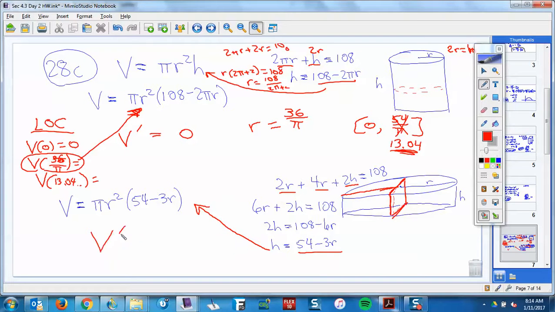On this one, then you do your derivative, you set it equal to 0. Of course, it's never undefined. That's the one where you get r equals 12. Okay? And the same thing goes here.